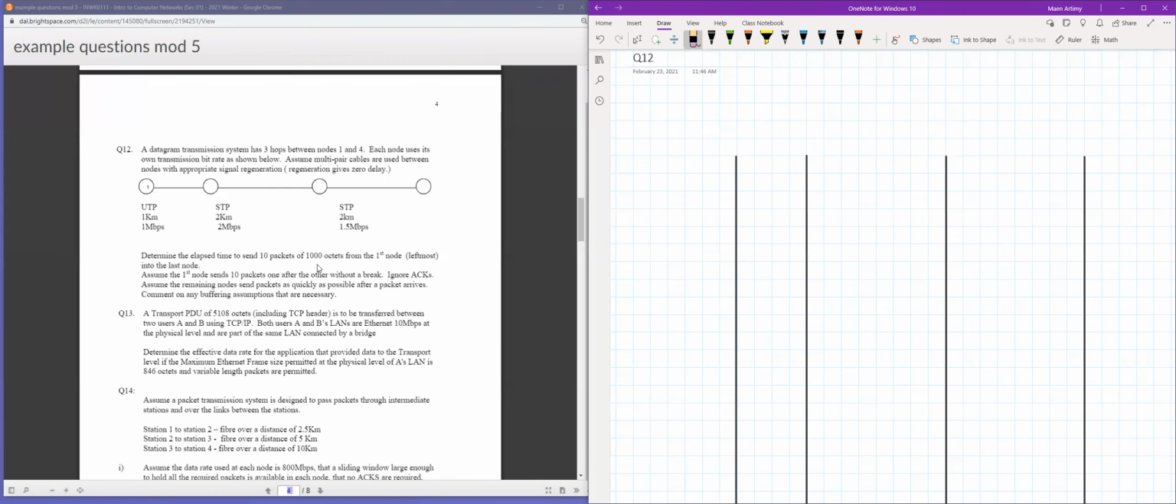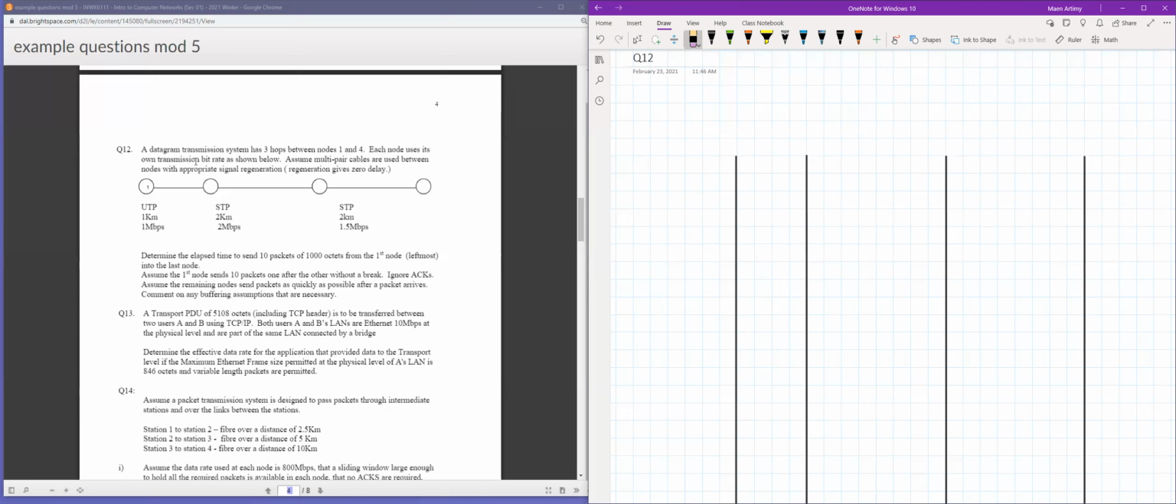My approach is always to try to draw the frames traveling between the stations and then try to find the solutions by looking at the diagram, by looking at the picture. So this is what I'm going to do right now, and I'll let you solve similar problems using the same technique. So the question says we have a transmission system that has three hubs between nodes 1 and 4.